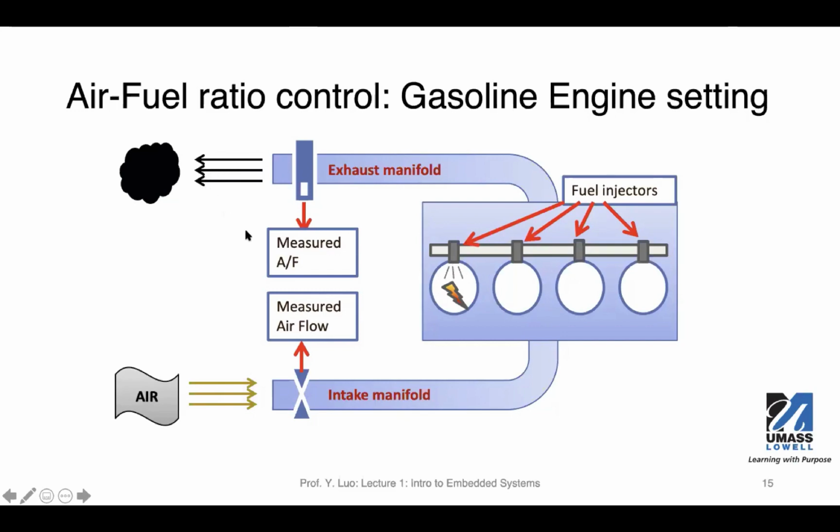So we will ideally have these sensors at these two places, which will measure the air flow, and also measure the air-fuel ratio from the exhaust. And these sensors will provide vital information for the control system to determine how the fuel injectors should be open or closed, so that we can achieve this optimal air-fuel ratio.